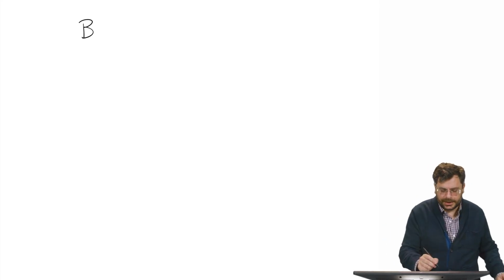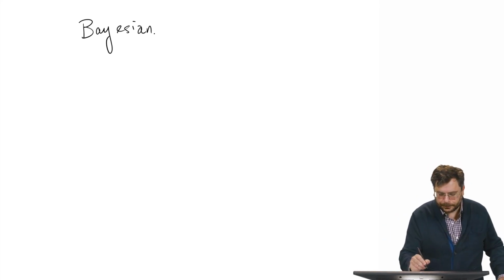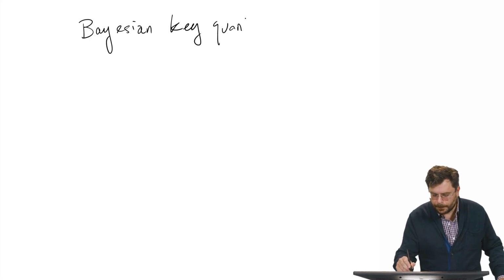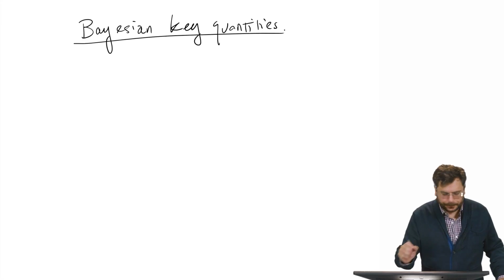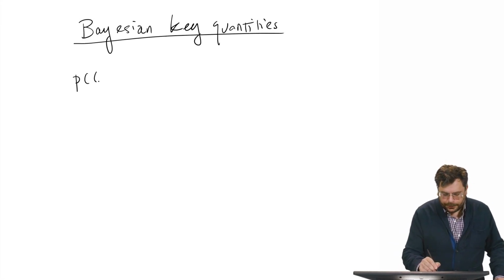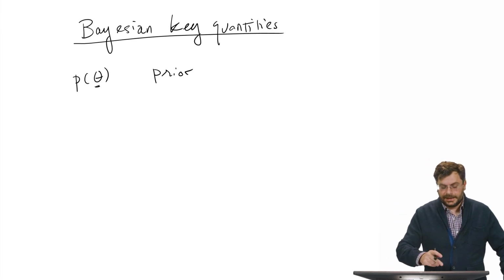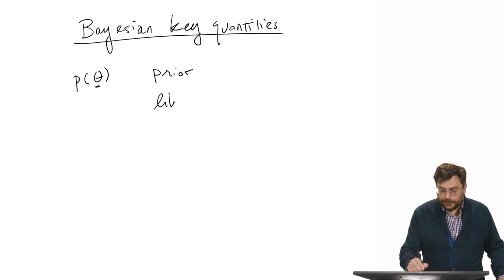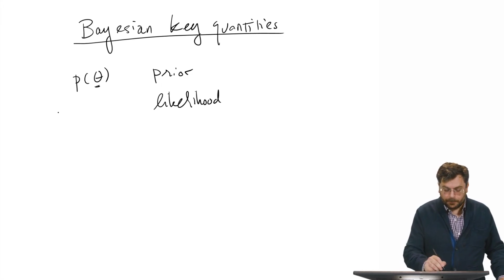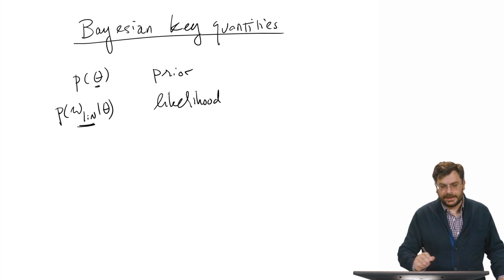But before that, I'd like to do a nice little recap of Bayesian methods, or at least the key quantities in Bayesian methods. So we've talked about the prior, and the prior is a probability distribution on the parameter theta. It is a function which is normalized with respect to theta. We've been talking about the likelihood for quite a while now, and that's the probability of the data given the parameter theta. And this, we said, is normalized with respect to the individual data points themselves.